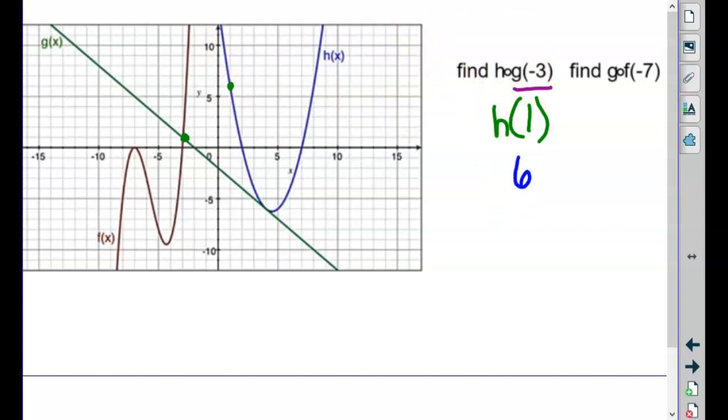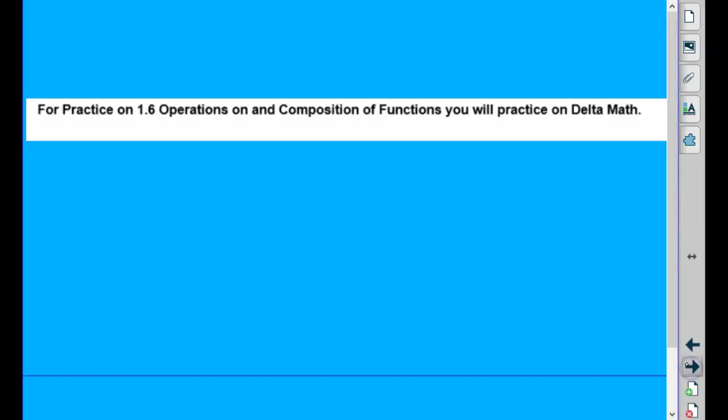Okay, one more. Starting with F, which is the red one. If I put a -7 into F, what do I get out? 0. And then I'm supposed to put that into G, which is the green one. So what is G of 0? Remember, G of 0 means when X equals 0, what is Y? I got -2. Okay? So that's reading composite functions.